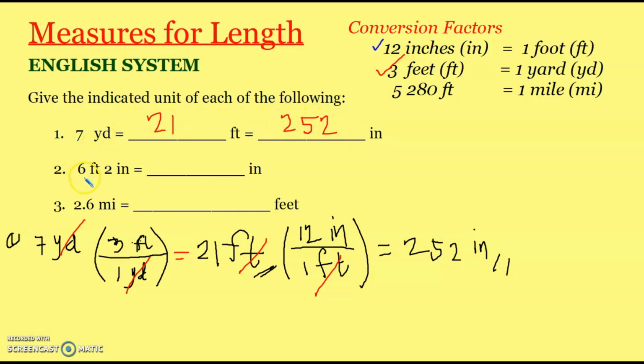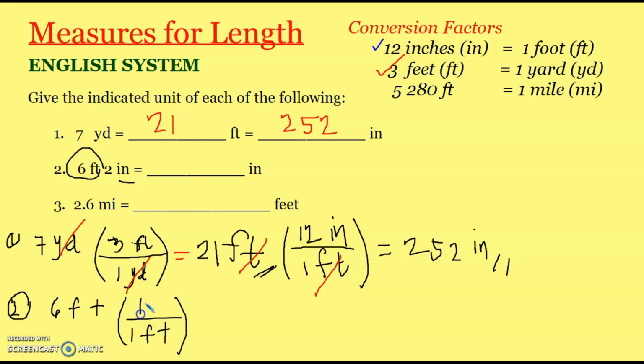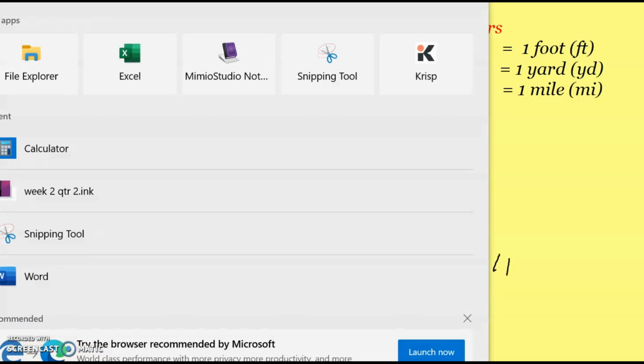Let's now have the next one. We have to convert 6 feet 2 inches into inches. Please take note, there's already an inches unit of measure here, so we just have to work with the 6 feet. So we write 6 feet. And again, our conversion factor will be feet into inches. We write 1 foot on the bottom and 12 inches on top. So we cancel the unit of measure foot or feet, and then we multiply 6 and 12. Calculator again so we won't have a hard time.